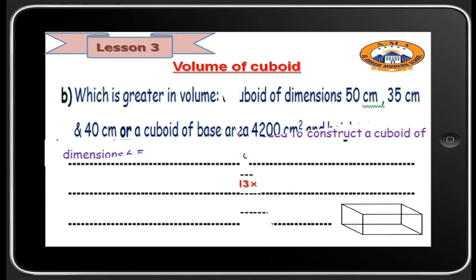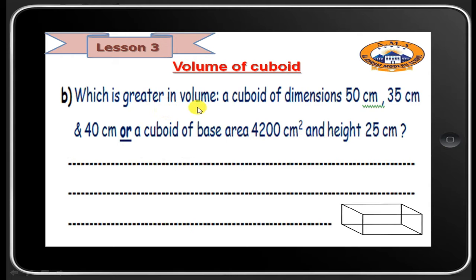Okay, another exercise. Which is greater in volume? He asks you to get the answer of which is greater in volume. The first one is a cuboid of dimensions 50, 35, 40 centimeters, or this is another cuboid, but he gives you the base area here, 4,200 square centimeters, and the height equals 25 centimeters.